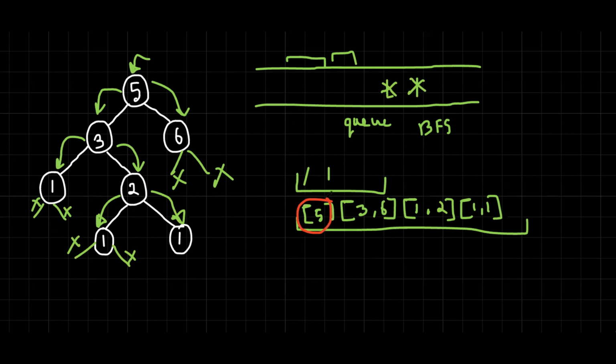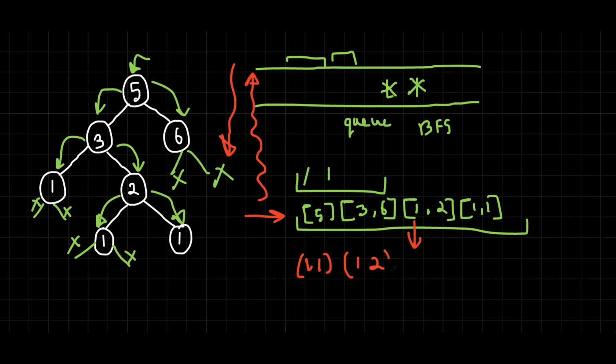Now let's see. These 5 corresponds to the first level. These 3, 6 correspond to the second level. This 1, 2 corresponds to the third level, and this 1 and 1 corresponds to the fourth level. So now this vector is the representation of all of the levels from top to bottom. But in the question, we have to determine the representation from bottom to top. So if we reverse this, we will get 1 and 1 as the first vector, 1 and 2 as the second vector, 3 and 6 as the third vector, 5 as the last vector.